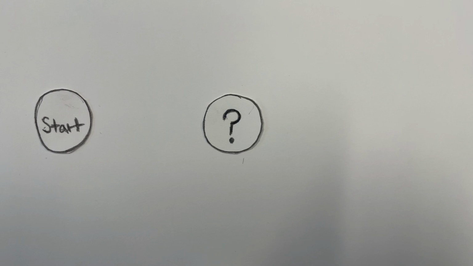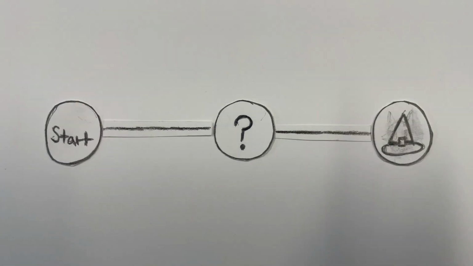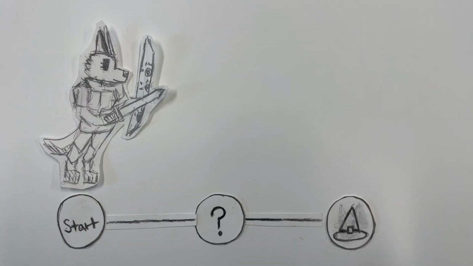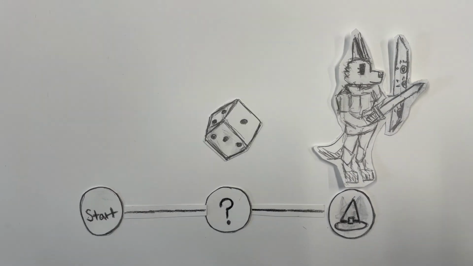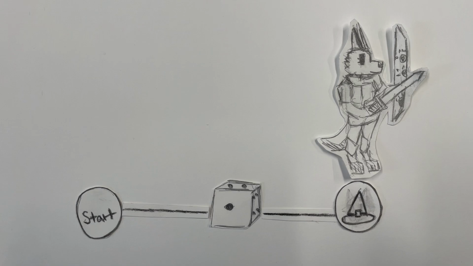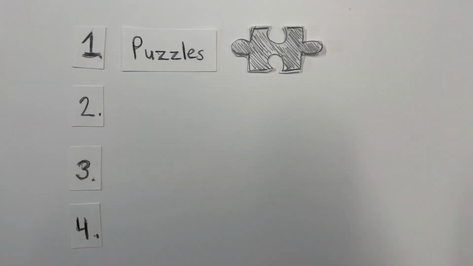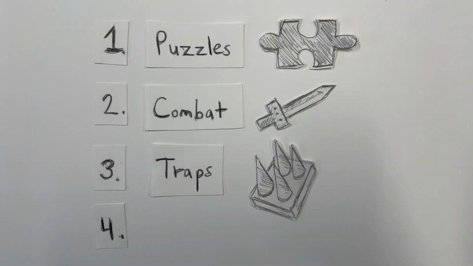Here, we'll use nodes to represent rooms and edges for corridors. Notice that we always want Dog Knight to begin at the start node and end at the boss node, but we want to randomize the content in between. Say that we've designed a pool of rooms in 4 categories: puzzles, combat, traps, and treasure. We want the algorithm to randomly pull rooms from these categories and create a unique layout for Dog Knight to explore every time she enters the dungeon.